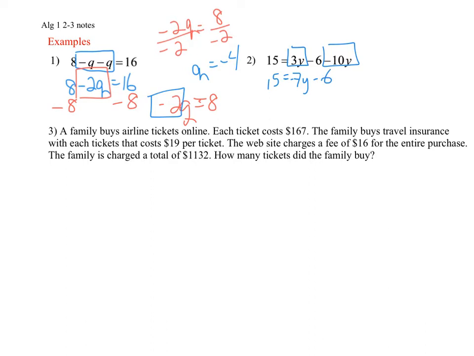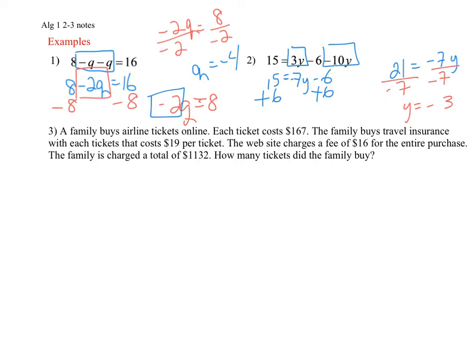Again, I want to isolate my variable, so I need to do the opposite of what's going on right here with the 6. So we're going to add 6 to both sides, and that gives us 21 is equal to negative 7y. In order to get rid of that negative 7y, all I've got to do is divide both sides by negative 7. Then I'm going to end up with y is equal to negative 3.